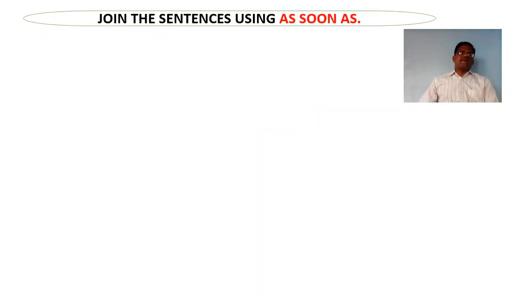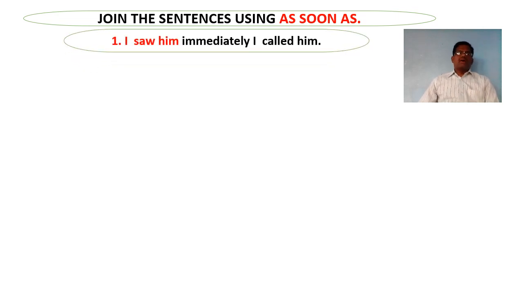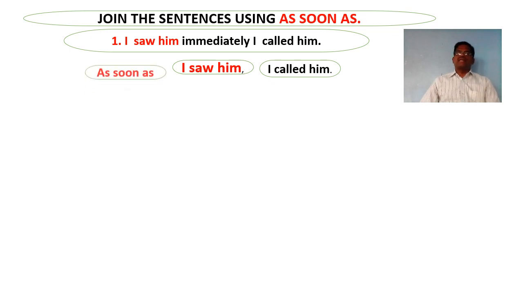Now let us have an exercise. Join the sentences using as soon as. First one: I saw him, immediately I called him. Here there are two clauses. One is I saw him and another one is I called him. Out of these two clauses, which clause shows the earlier action, which clause shows the latter action? Naturally, I saw him is the earlier action, I called him is the latter action. And where to keep as soon as? Before the earlier action, that is I saw him. So the right answer will be: as soon as I saw him, I called him.